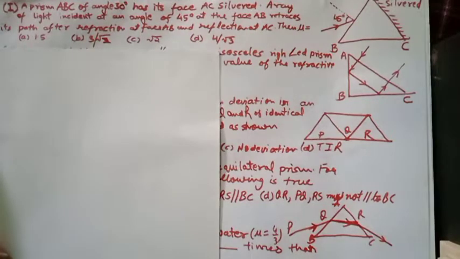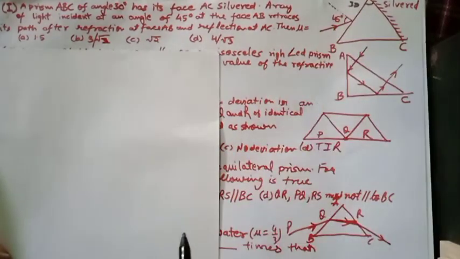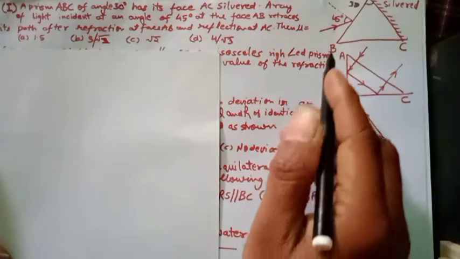Prism ABC of angle 30 degree has its face AC silvered. A ray of light incident at an angle 45 degree at the face AB retraces its path. First, this angle is 30 degree. So the ray retraces its path. It means it is incident at an angle 90 degree.